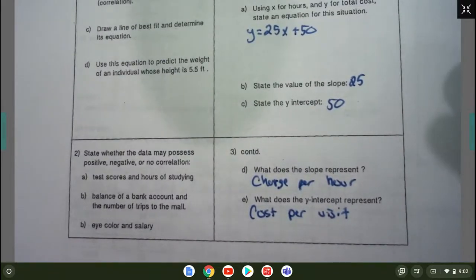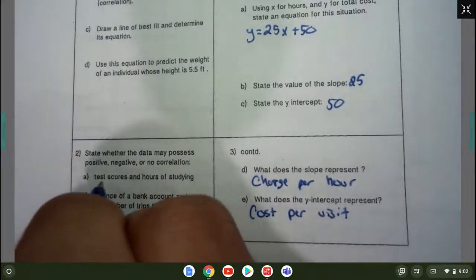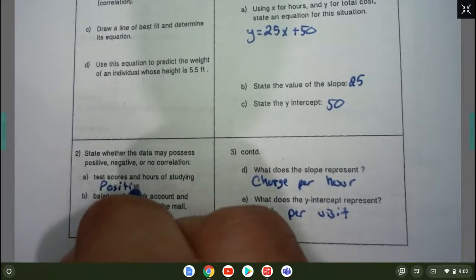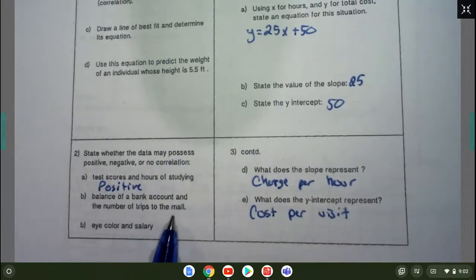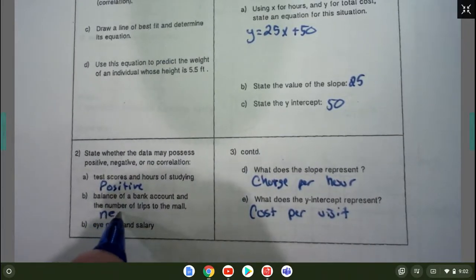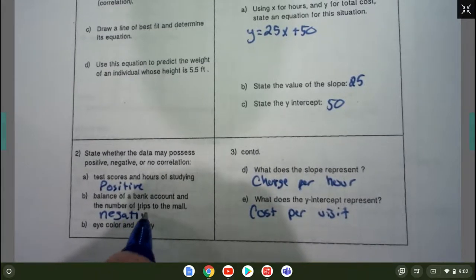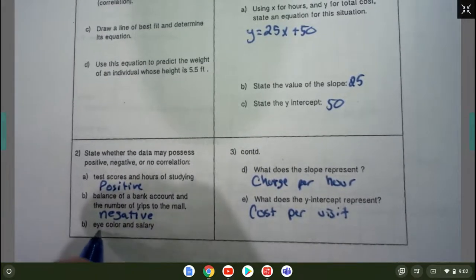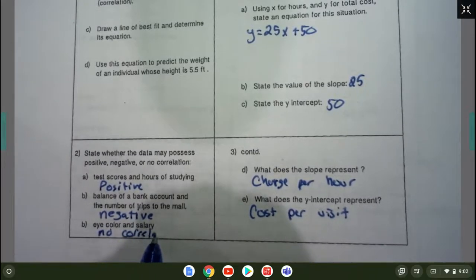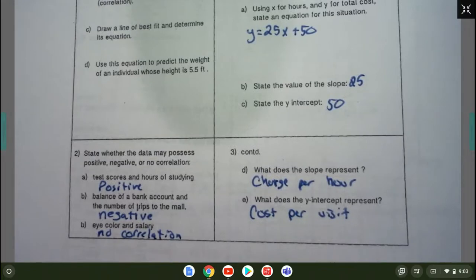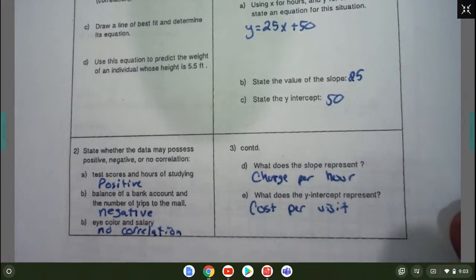It says state whether the data may possess positive, negative, or no correlation. So test scores and hours of studying. We would expect your test score to go up the more hours of study you have. So this would be positive. Balance of bank account and the number of trips to the mall. Well, that should be negative, right? Your bank account should probably go down the more you go to the mall. Makes sense. And the eye color and salary, we would say that's no correlation, right? It doesn't matter what color your eyes are for how much money you make. Some businesses maybe, if you're a model, maybe they prefer a certain color of eye. But overall, we would say eye color has no correlation with salary. That wouldn't make any sense.